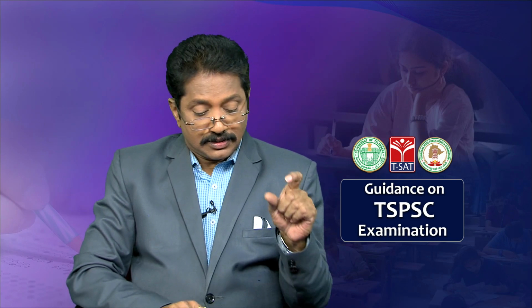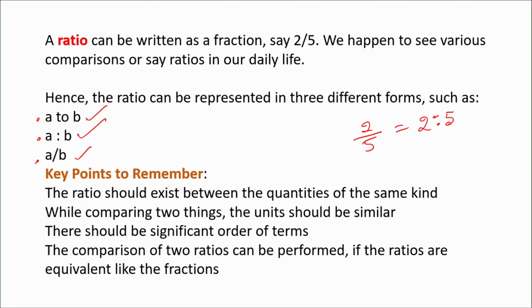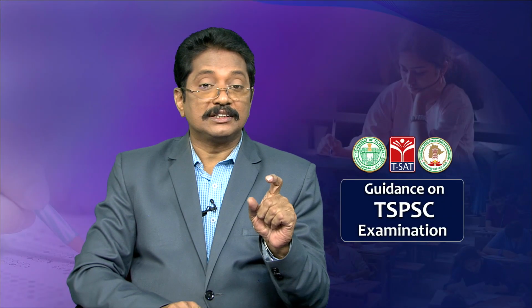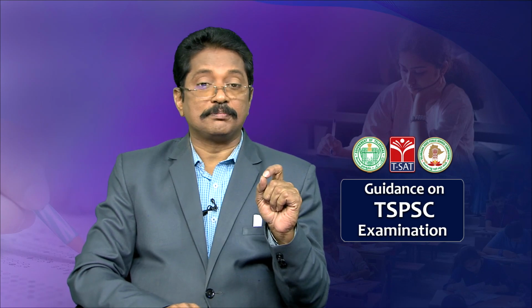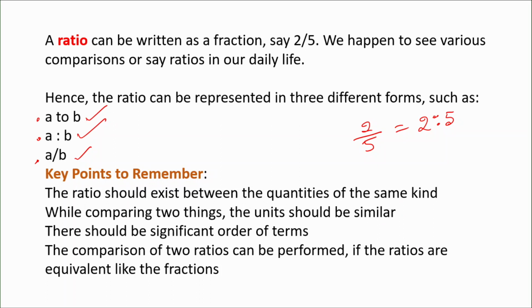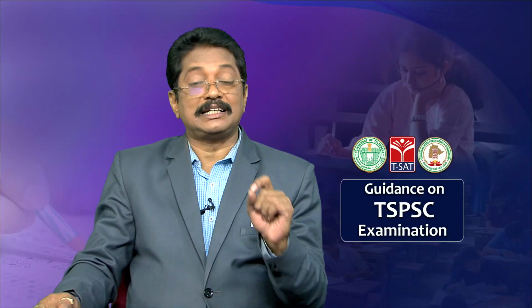So, both should be of the same kind, that is the first one, and there should be a significant order of terms. This is also very, very important. The comparison of two ratios is performed if the ratios are equivalent like fractions. So, both should be equivalent like fractions.